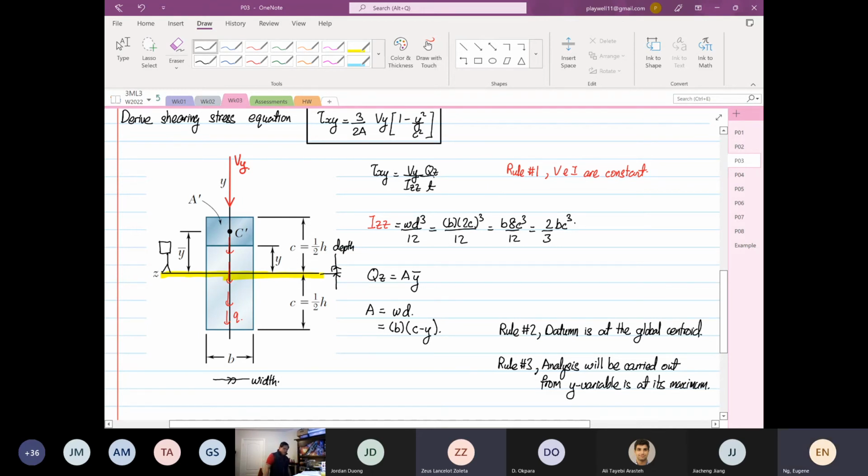So what do I mean by that? Over here, from here to here, where I'm drawing in green, this is where our y max is. So the analysis will start from y max and come towards the centroid. So this is the analysis direction.